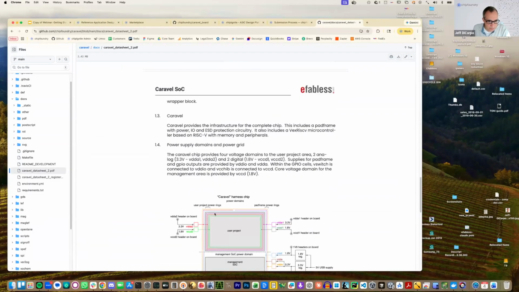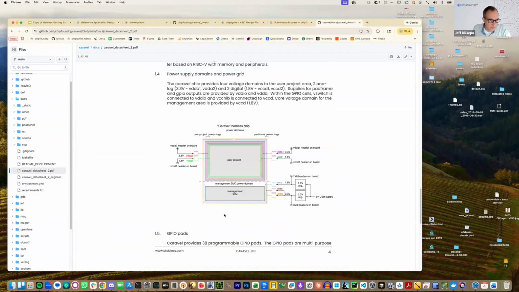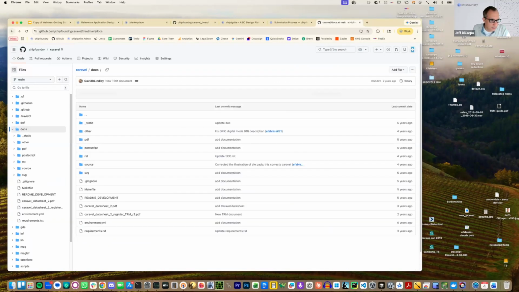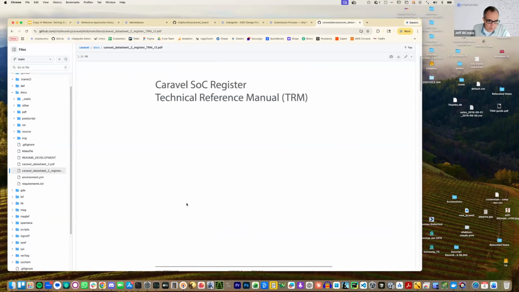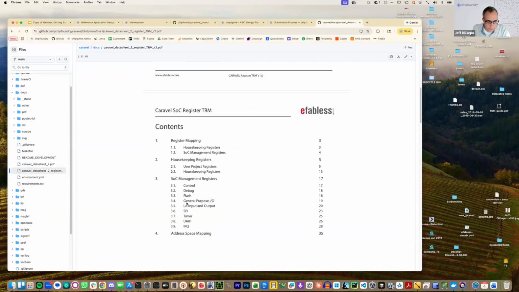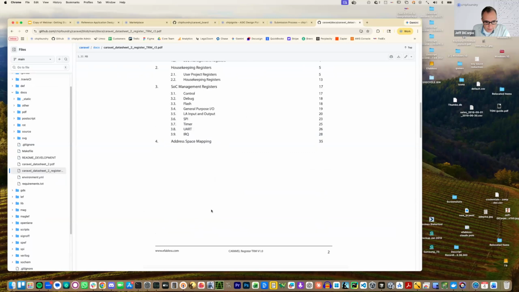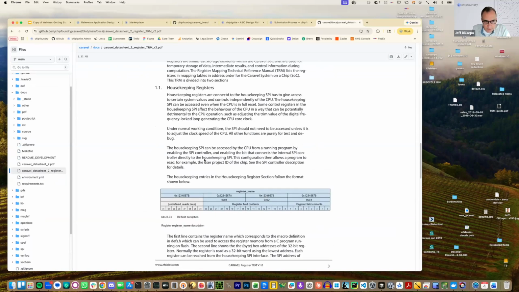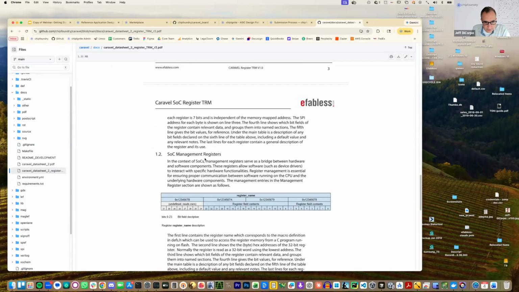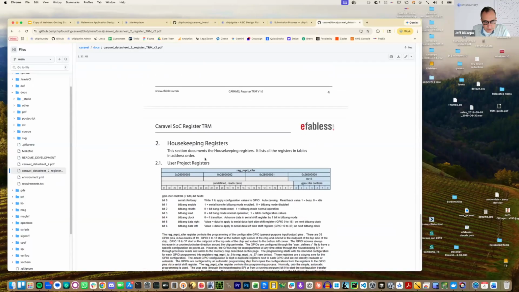Anyway, you have to browse through all the pages, but you'll find a lot of detail regarding that. And then there's also this document, the register TRM, which provides all the programming and register definitions for Carevel. So you can understand the firmware programming development and behavior of each of the functions in Carevel. You can find a lot of information here as well.